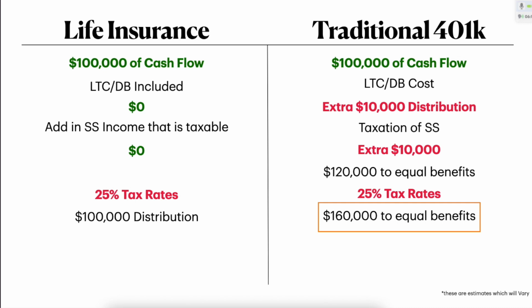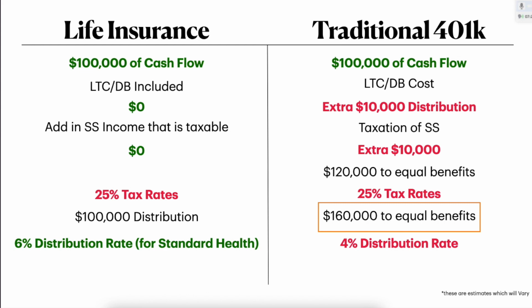If I have a traditional 401k, I have to pull out $160,000, pay the 25% tax rate to net $120,000, take the extra 10 that goes to the Social Security benefit I was going to give away, take another 10,000 to go buy life insurance and long-term care insurance so I can net $100,000 of cash flow. So I need $160,000 a year out of a 401k to duplicate the $100,000 that comes out of life insurance.